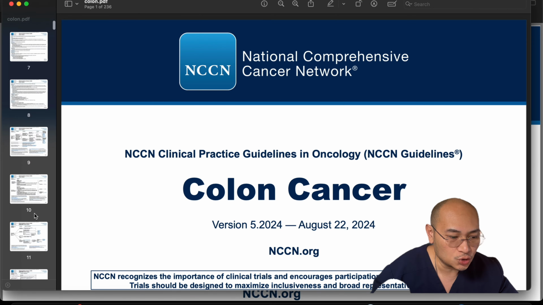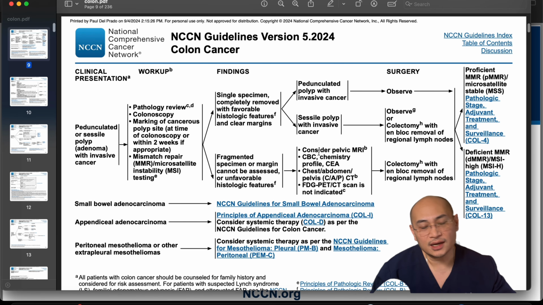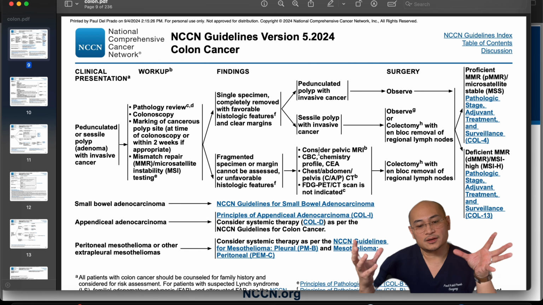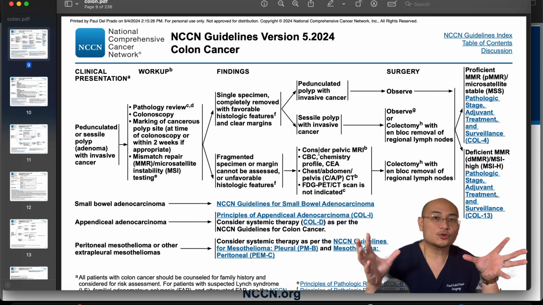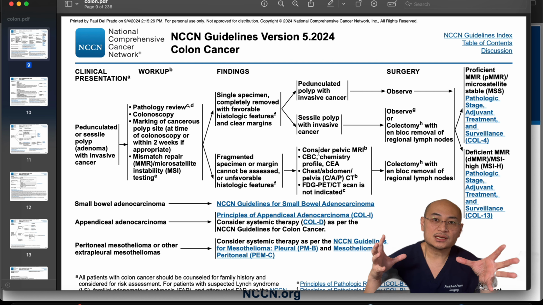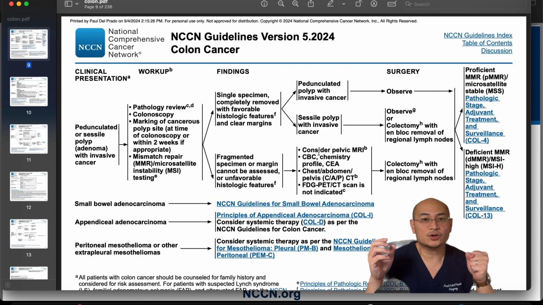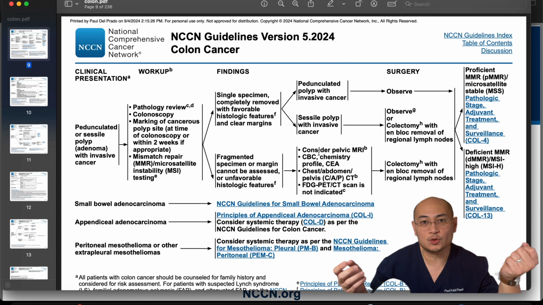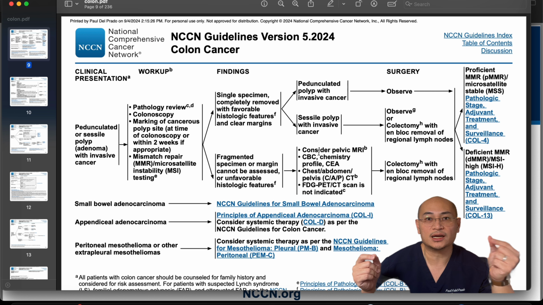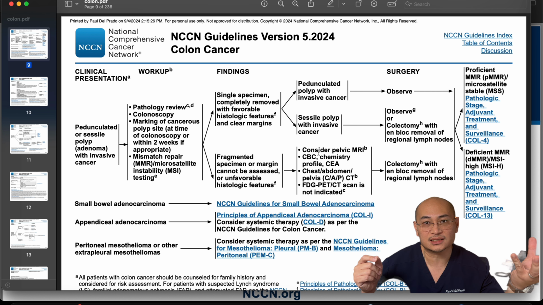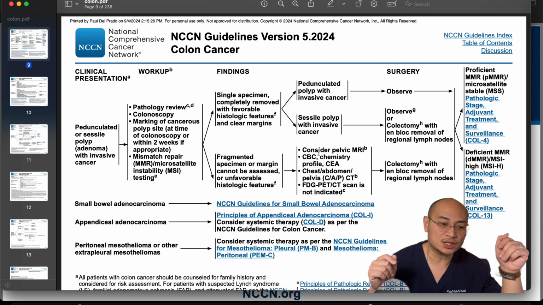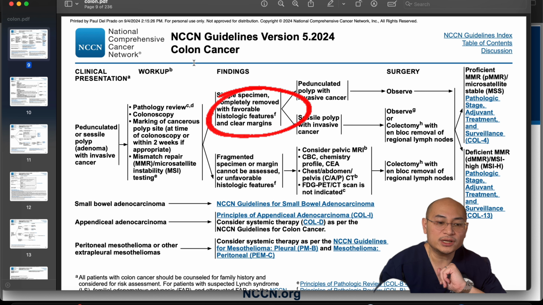We're going to proceed to page 9, and this algorithm basically discusses how you diagnose a cancer. And from here, it's usually done through a colonoscopy where a lesion is biopsied or completely excised. And this differentiates a completely excised specimen versus a fragmented specimen down here.